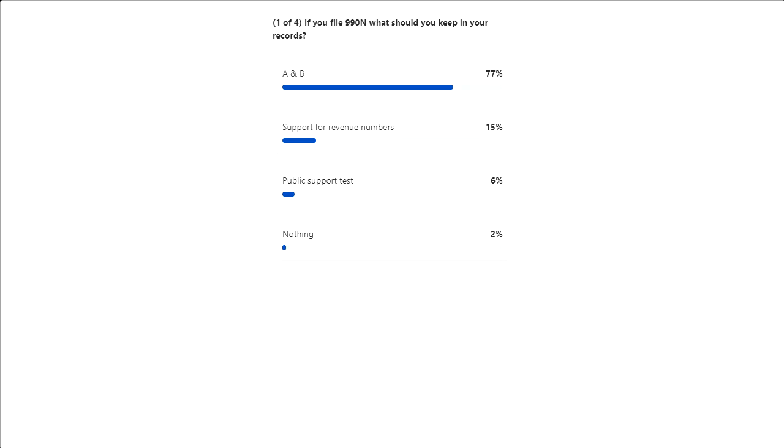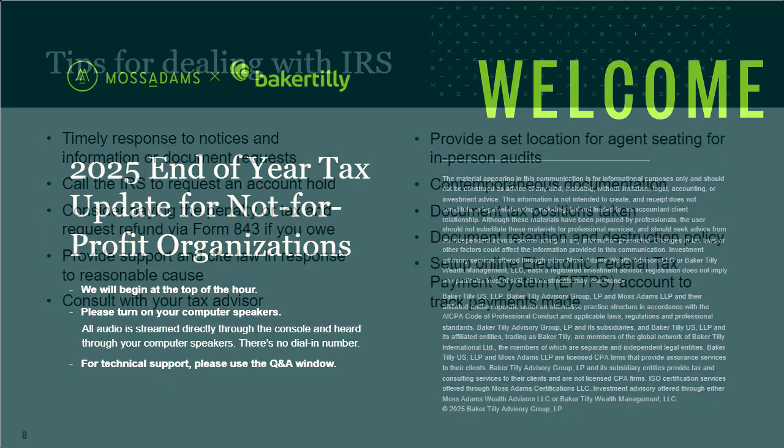Great job, everyone. For the most part, A and B, yes, public support tests and the support for revenue numbers. That's really how you determine whether or not you still qualify as a public charity, and the support for revenue numbers is really your support. How much gross receipts did you get during the year to support that you still file and qualify under the average $50,000 threshold. So great job, everyone.